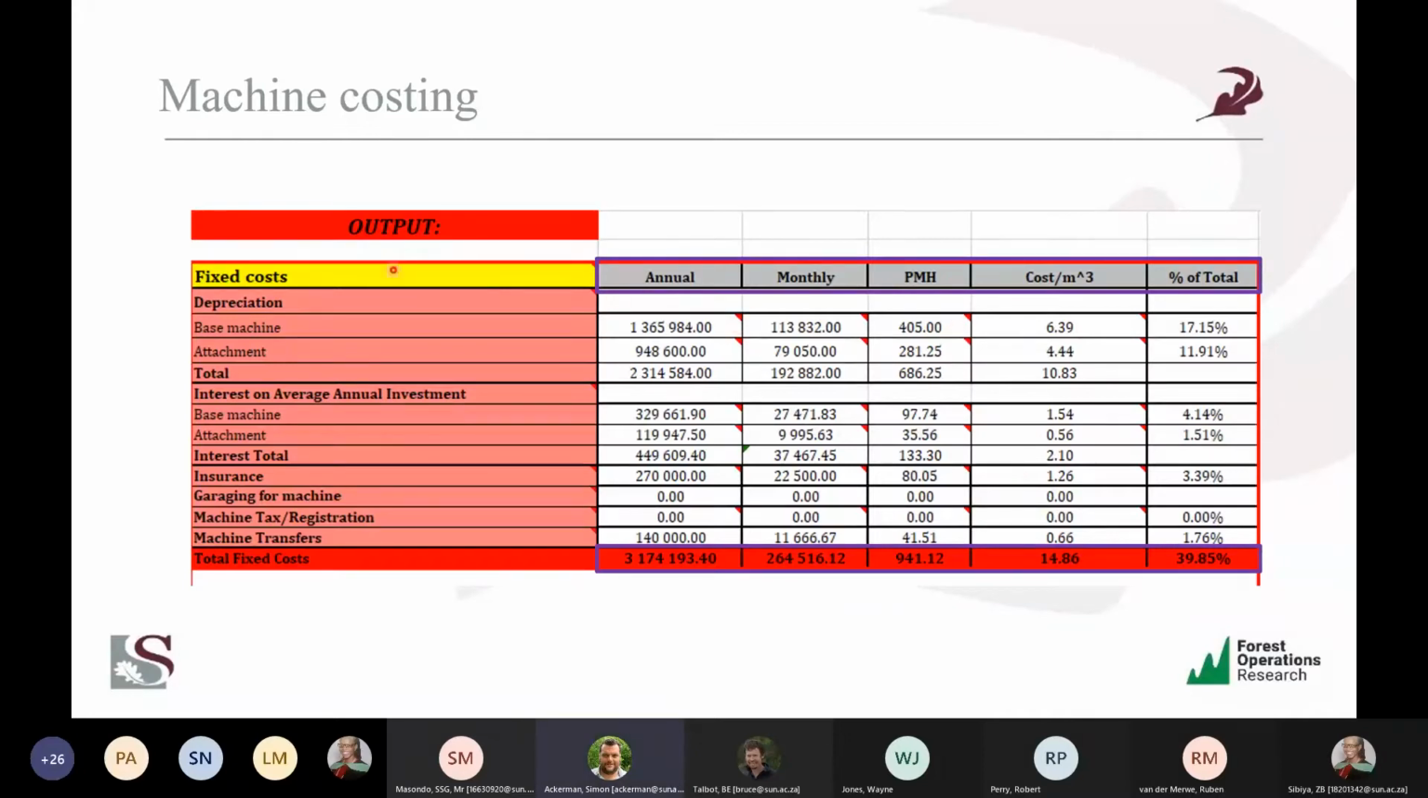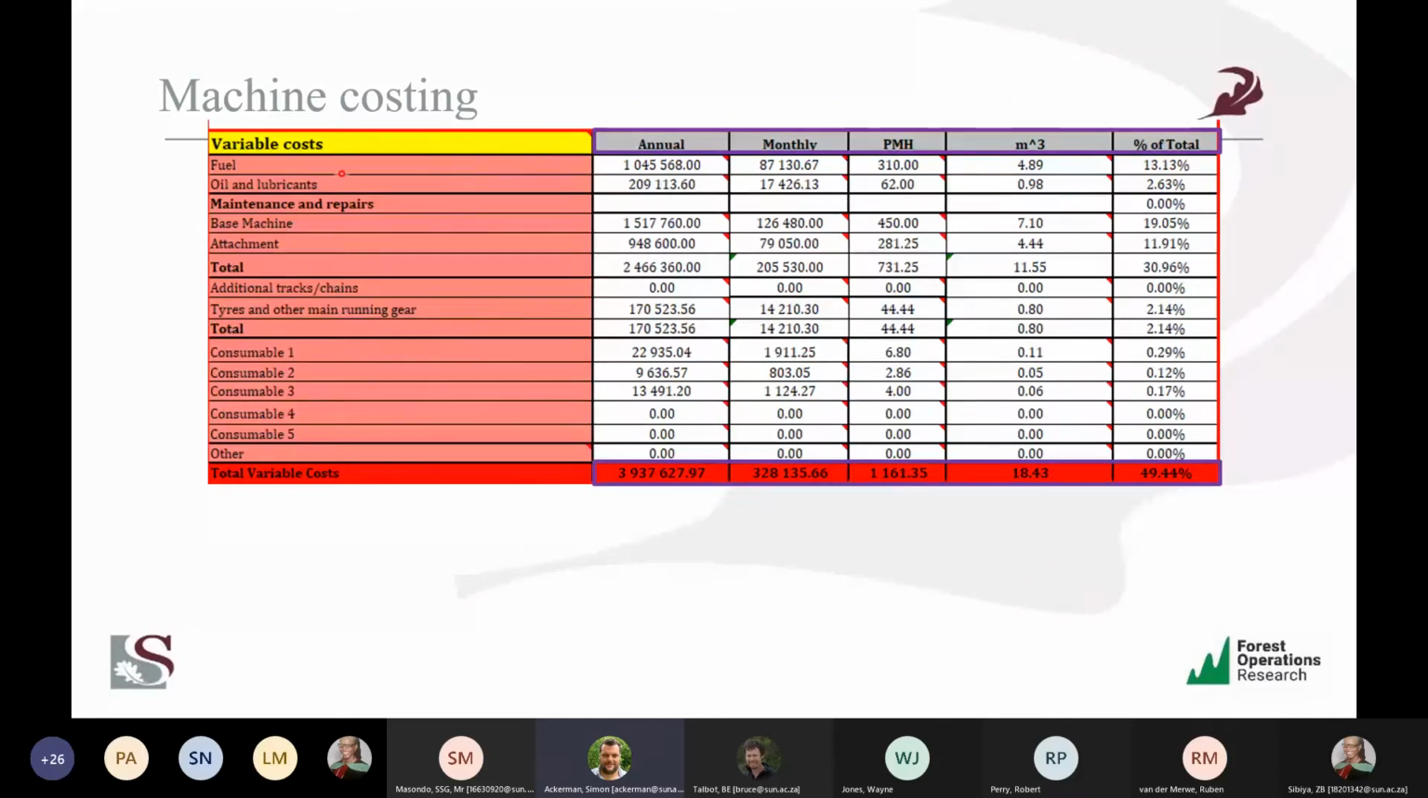Outputs are displayed in fixed costs with annual costs, monthly costs, productive machine hour costs, cubic meter costs, and the percentage of the total cost. In terms of depreciation for each of the attachment of the machine, annual average investment, interest total, insurance, garaging, machine costs. Gives you the totals, and below there, because it's a big table, I split the variable costs off. It gives you an idea of the fuel and oils, the maintenance, repair, tires, and consumables, also in similar annual, monthly, production machine hour or cubic meter.